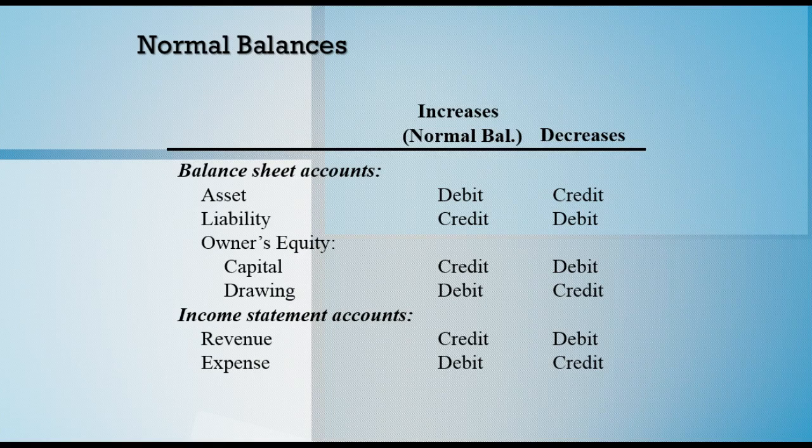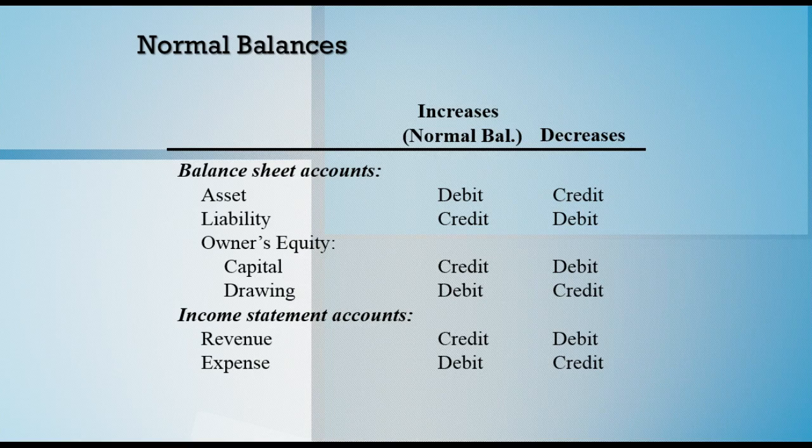Now, that brings us to something called normal balances. Remember, I think in the first lecture I talked about cash always has a debit balance, or it should have. If it doesn't, you're overdrawn. Assets have a debit balance. Liabilities have a credit balance. Owner's equity has a credit balance. Draw accounts have a debit balance. Revenue has a credit balance, and expenses have a debit balance. Again, this frame you should probably put in a notebook so you can keep track of it, to help jog your memory of what's going on.